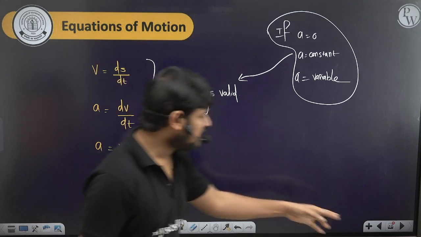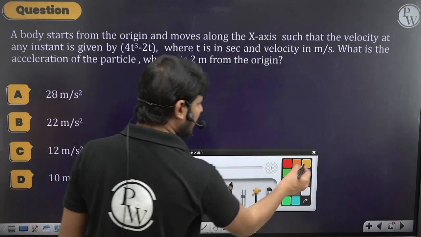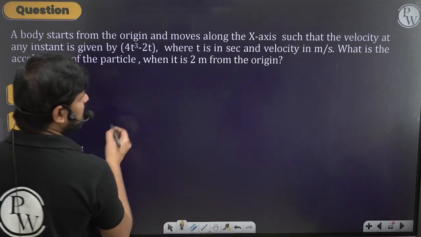Now let's go for the equations of motion under uniform acceleration. Before that, let's solve this question. The question is given here.